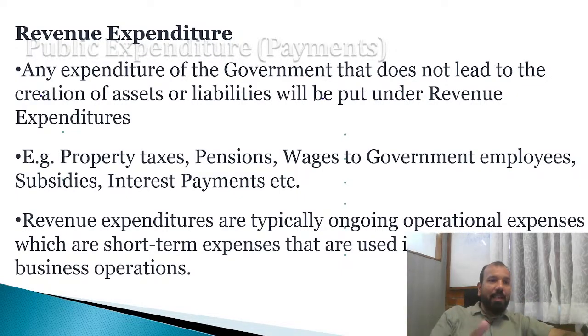So all the salaries and all the subsidies. Suppose the government of India has taken loans from the International Monetary Fund or the World Bank. You have to make the payment of the interest also. Subsidies.